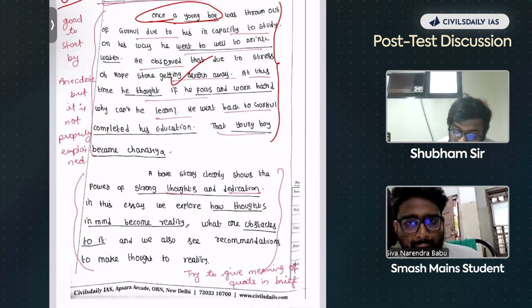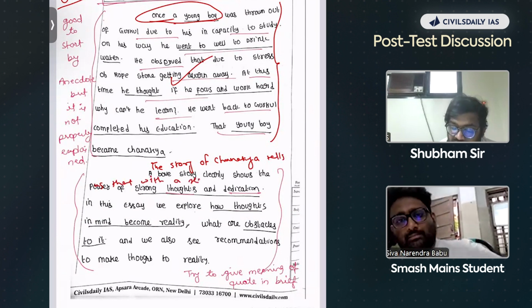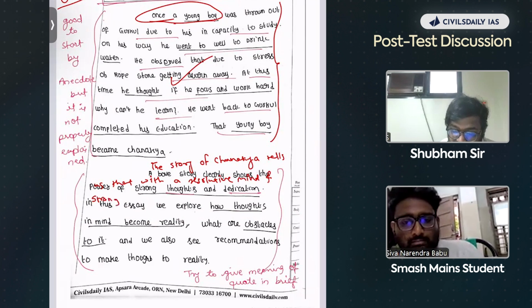The story of Chanakya tells us that with a resolute mind and strong dedication, even the most difficult tasks can be achieved.